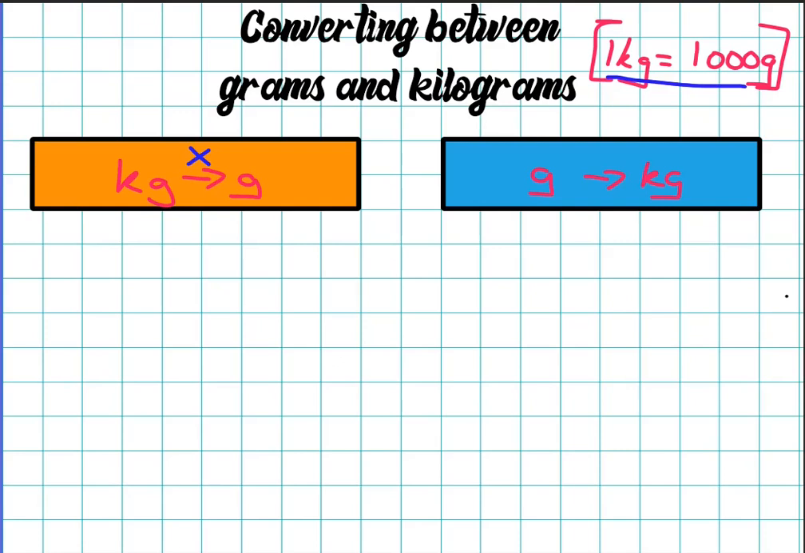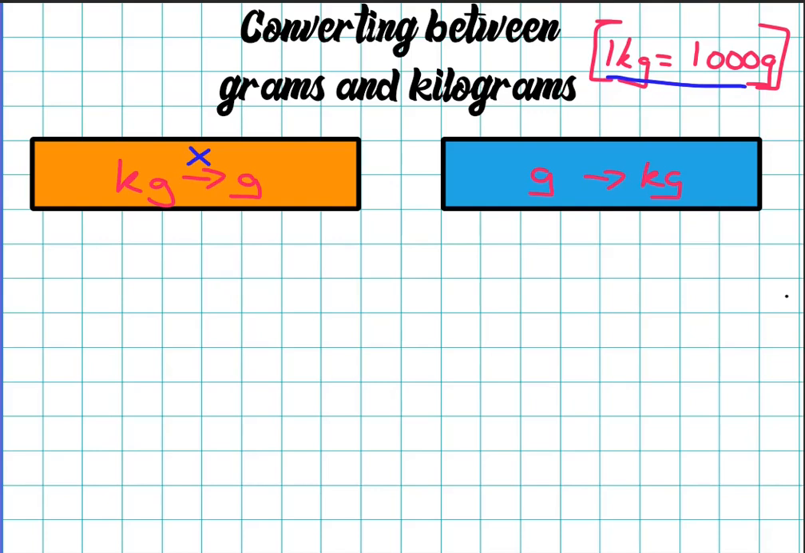Because kilograms are greater than grams, when you change kilograms to grams, that number is going to get bigger. You're going to have more grams than you had kilograms. So we do a multiplication. That's the same for any unit of measurement. If you're changing from the larger unit of measurement to the smaller unit of measurement, you are multiplying. So meters to centimeters is multiplying, centimeters to millimeters is multiplying, kilograms to grams involves multiplying.